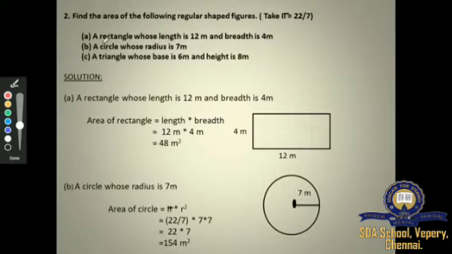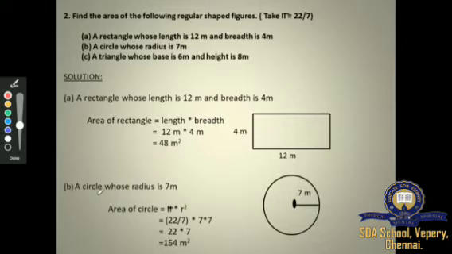So first we will find the area of a rectangle whose length is 12 meter and breadth is 4 meter. So here I have a rectangle with length 12 meter and breadth 4 meter. So area of rectangle is equal to length into breadth. So the length is 12 meter and the breadth is 4 meter. So 12 meter into 4 meter. 12 fours are 48 and meter into meter is meter square. So area of rectangle is equal to 48 meter square.